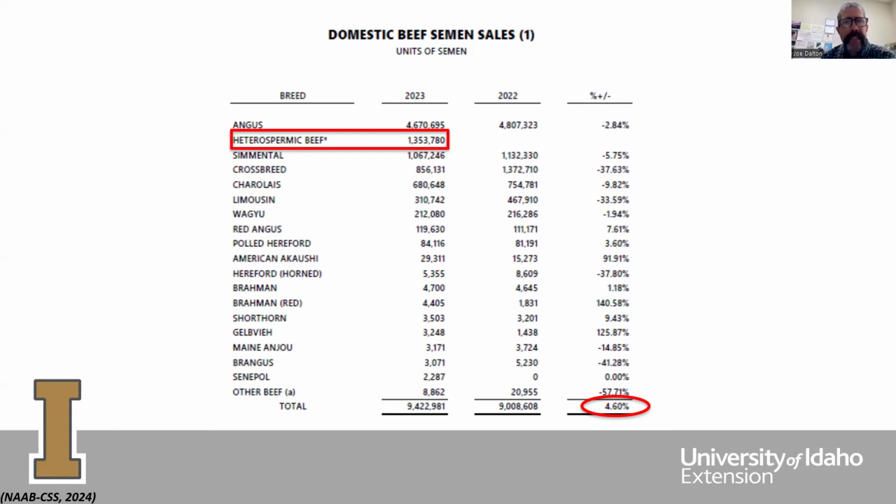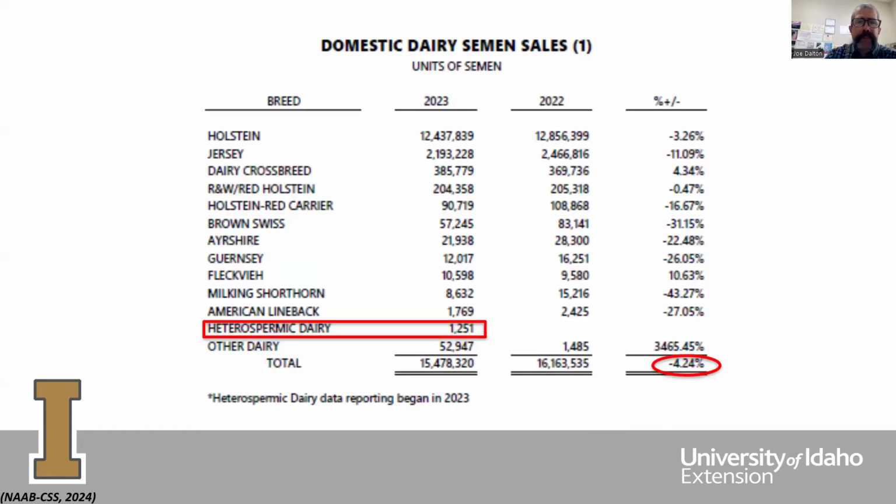But we know that this semen is not being used in beef cattle. We know that this semen is actually being used in dairy cattle at a higher rate. When we go to a similar table, again put together by the National Association of Animal Breeders, we have this table set up the same way as the beef table, except we've got dairy breeds in there. Not surprisingly, Holstein is up at the top and then Jersey. No surprise there. We still have 2023 and 2022, and then we have the percentage change plus or minus.